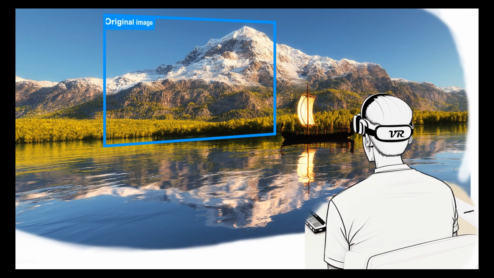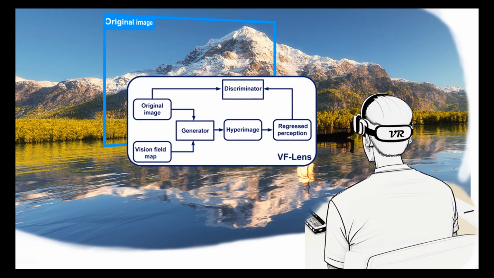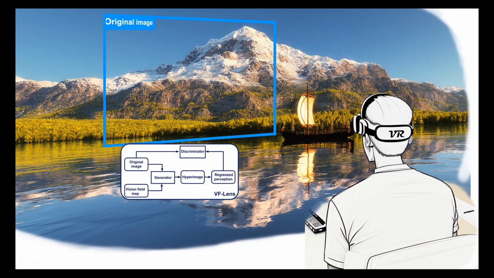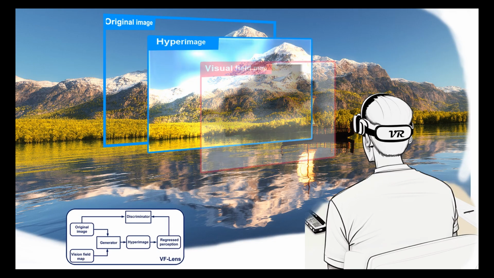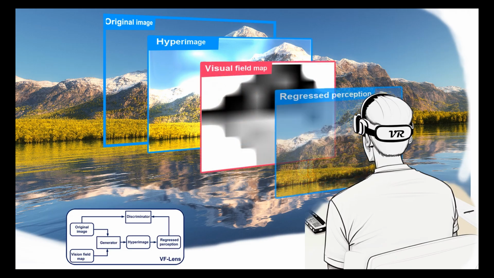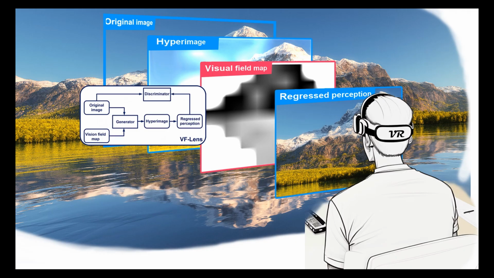Given the visual field map, the impaired perception of the user can be simulated by using the user's visual field parameters. In this work, we propose VF lens that bridges the gap between visually impaired users and the VR world. VF lens is an adversarial learning-based image enhancement model that aims at empowering visually impaired users to perceive visual information similar to users with normal vision.